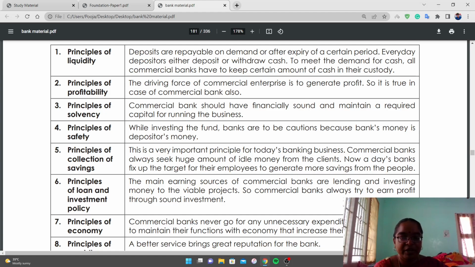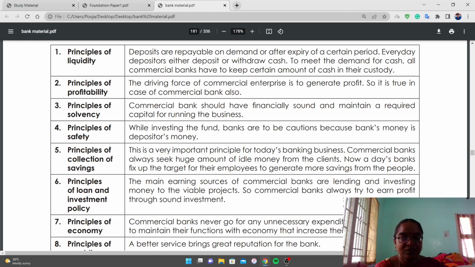And then profitability. Yes, the main aim of commercial banks is to earn profit. For example, the bank is accepting deposits at a rate of 4%, but it is lending money to needy people at 12%. So the difference between the interest rates is a profit.